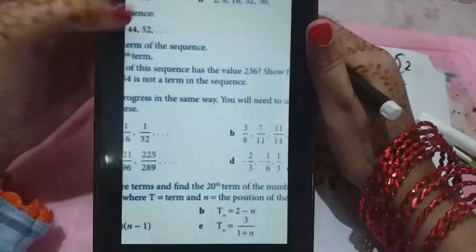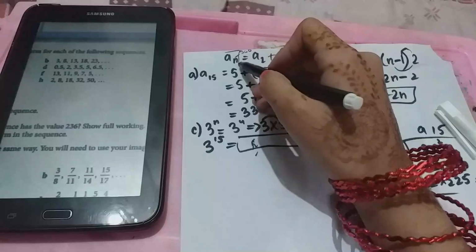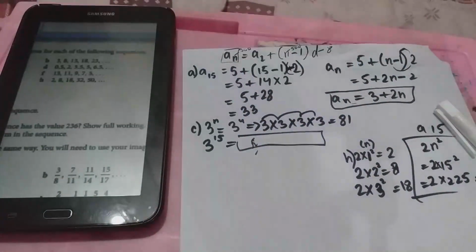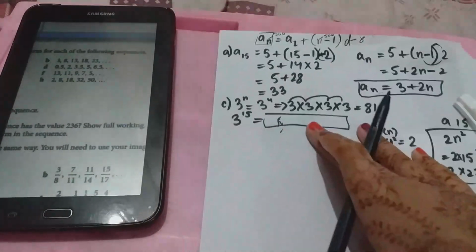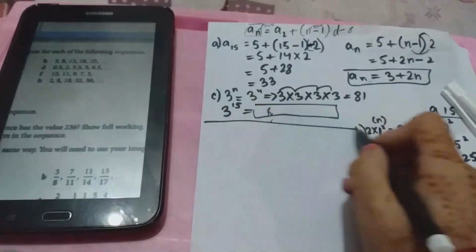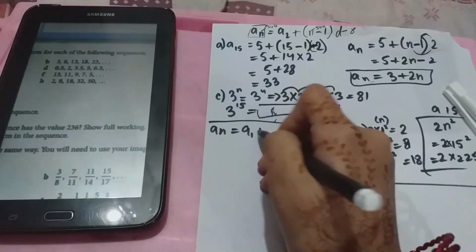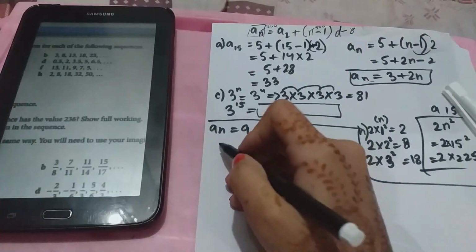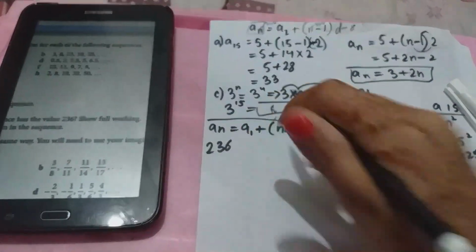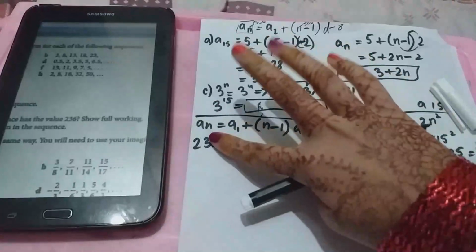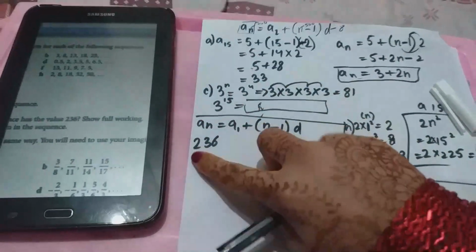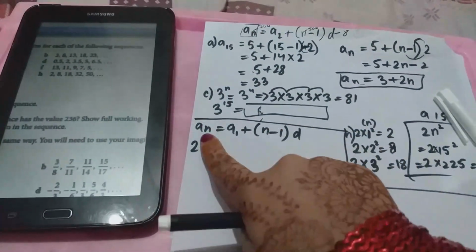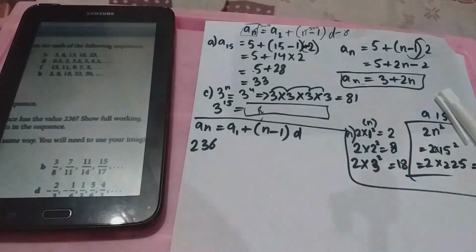Okay, which term of the sequence has the value 236? Show full working. Okay, so we need to know that term right now. Which term has this value? So here in this part C, we are going to find n. a_n equals a_1 plus (n minus 1) into d. Okay, so what's a_n? a_n is 236 right now. How? Because they said that the term is 236. We know what the term is. The term is 236. But which number term is it? Which nth is it? We need to find that.